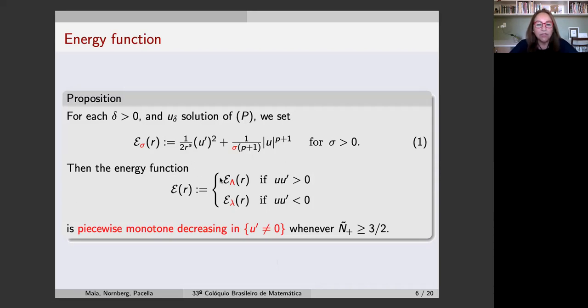Then if you take the energy function defined as a step function, with sigma equal to large lambda for u times u prime positive, and sigma equal to small lambda for u times u prime negative, the energy defined this way is piecewise monotone decreasing for intervals where you don't have a critical value. And this holds whenever n tilde plus is bigger than 3 halves, which is our case, because our n tilde plus is bigger than or equal to 2.